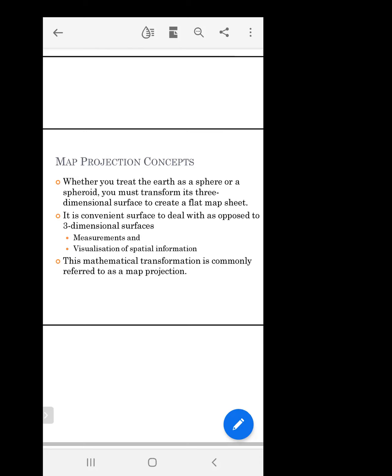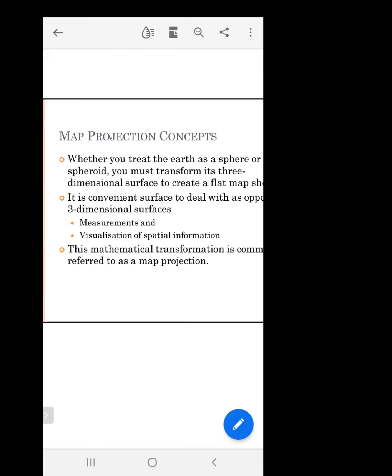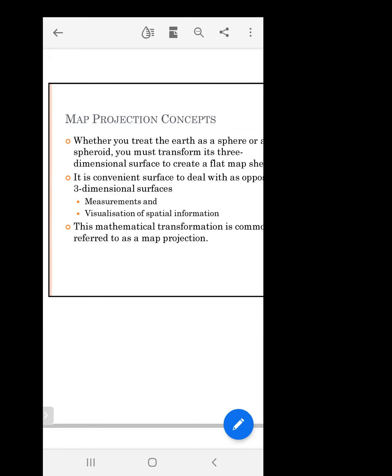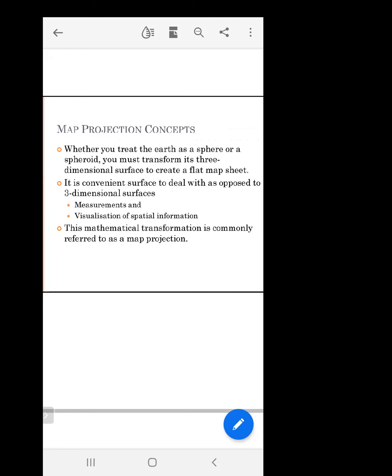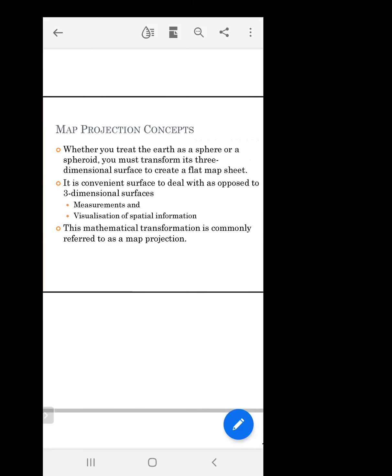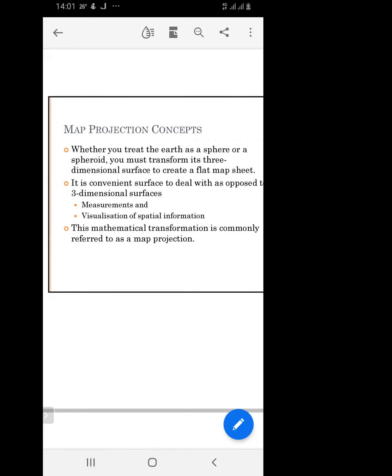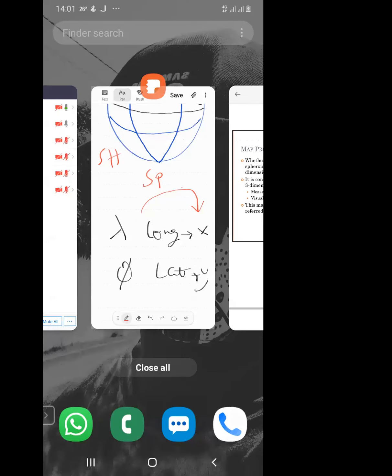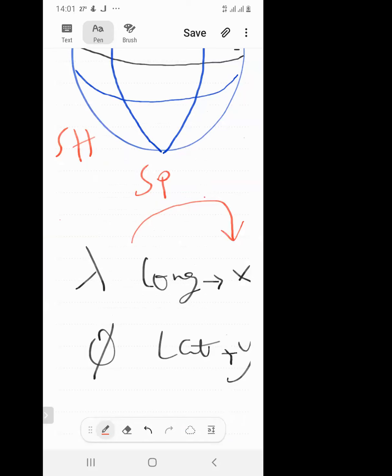You realize that they were actually using flat maps. Nobody had actually considered using a globe or 3D surface representation of the Earth. So this mathematical transformation is what we are calling map projection. It's a mathematical transformation from longitudes and latitudes to X and Y. That is what we are calling map projection.